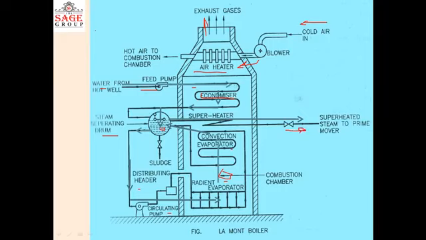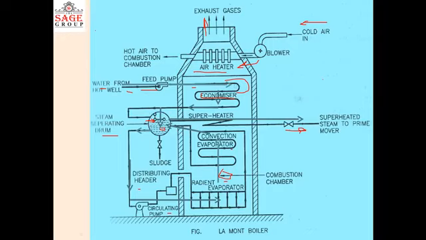Now we will try to understand the working of this boiler. Water which is coming from the hot well first passes through the economizer section here. Then it gains some heat within this economizer section. After getting heat, the water temperature will rise, and then it will enter the steam separating drum.